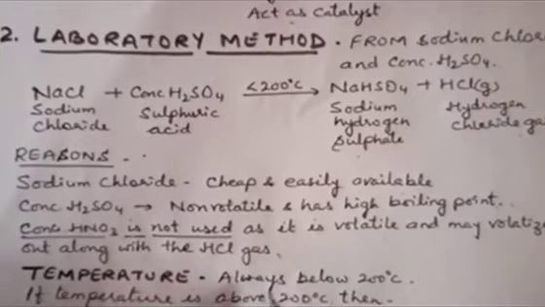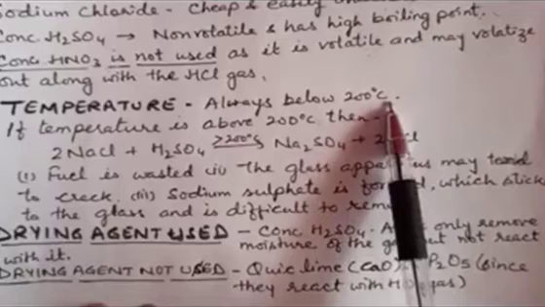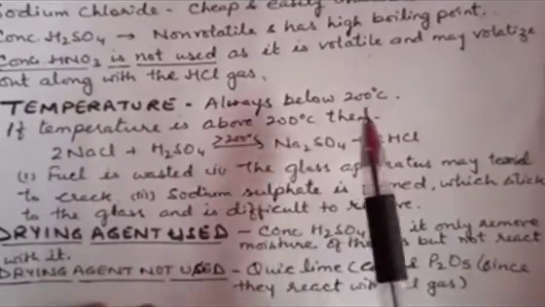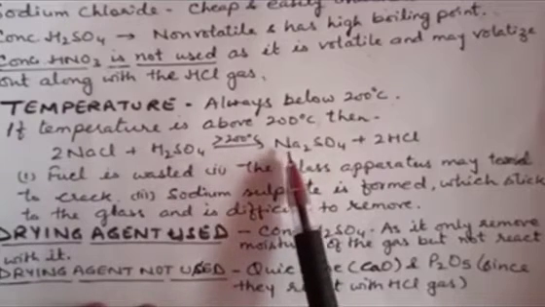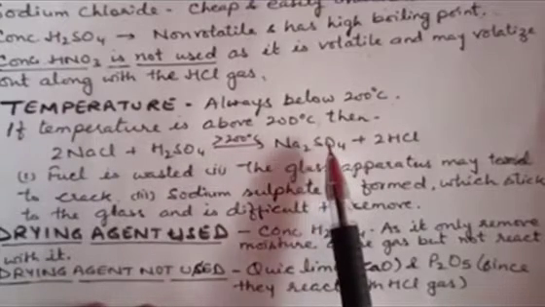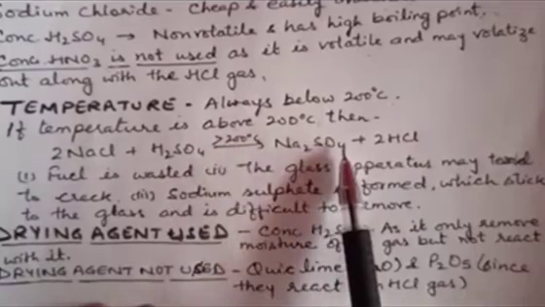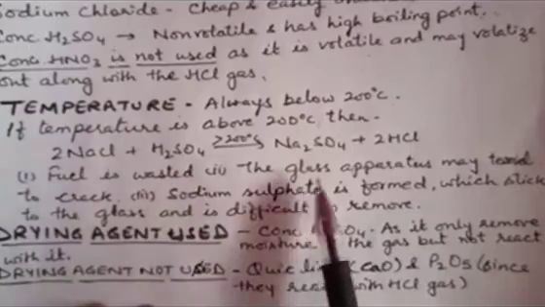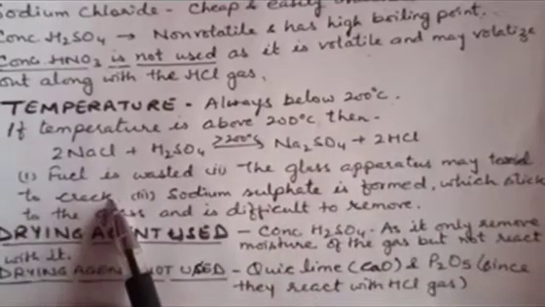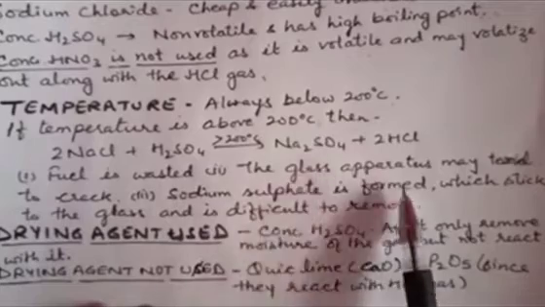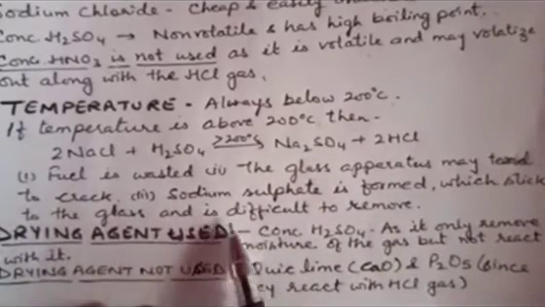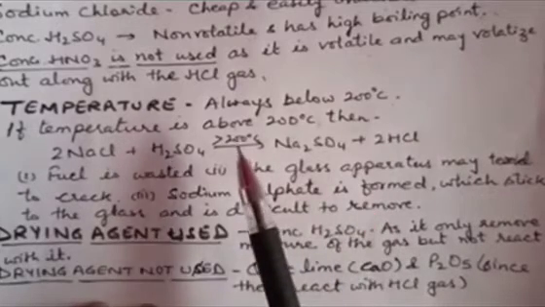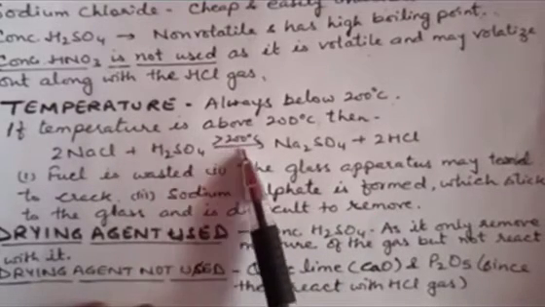Now next is the temperature. The temperature should always be below 200 degrees Celsius, right? If the temperature is above 200 degrees Celsius, then what happens? The salt which is formed is sodium sulfate in place of sodium bisulfate, and fuel is wasted. The glass apparatus may tend to crack, and the sodium sulfate which is formed sticks to the glass and is difficult to remove. So that's why we will not use a temperature above 200 degrees Celsius.